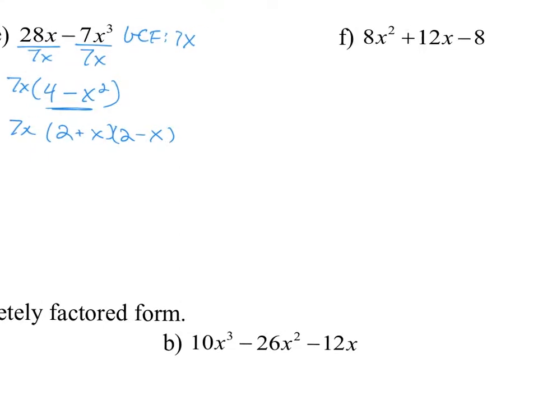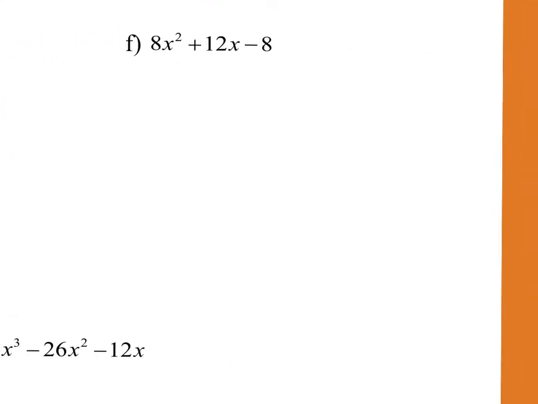Part F also has a GCF. Notice a common thread here. Between 8 and 12, I have 2 and 4. 4 is greater. So my GCF is 4. And I'm left with 2x squared plus 3x minus 2.